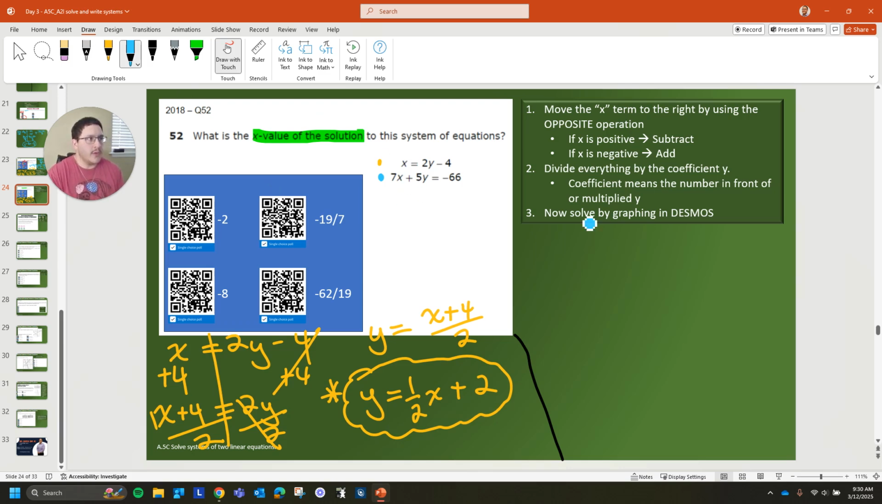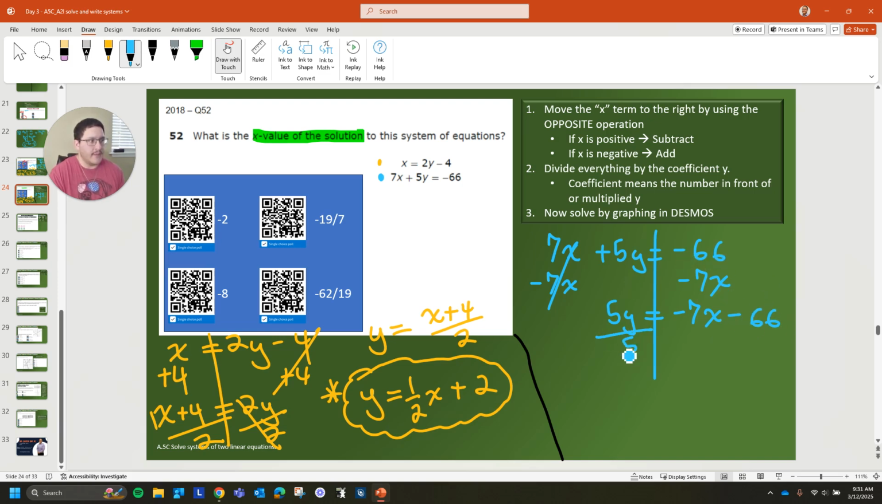Okay, so now with the other equation, we have something that we're used to seeing, or at least we were used to seeing at the beginning. 7x plus 5y equals -66. So to get the y by itself, I'm going to move the 7x to the other side by subtracting 7x. We have 5y equals, and I'm going to put the x in front, negative 7x, and then minus 66.